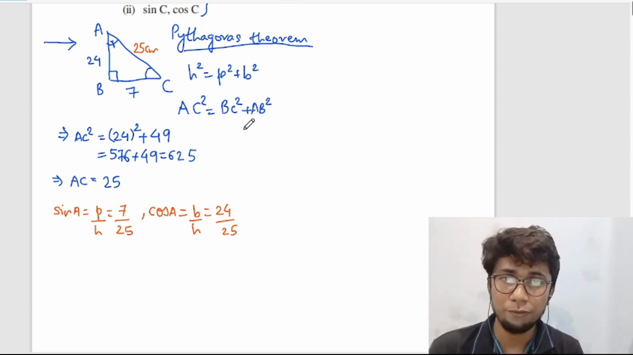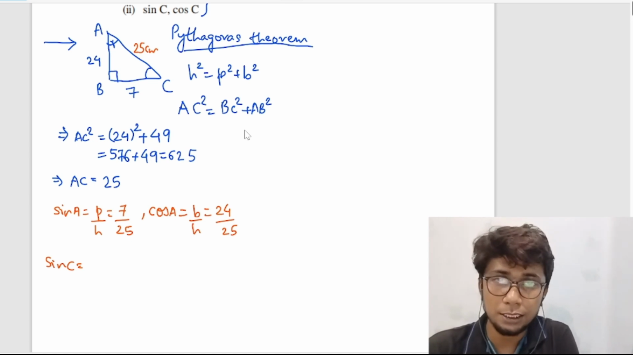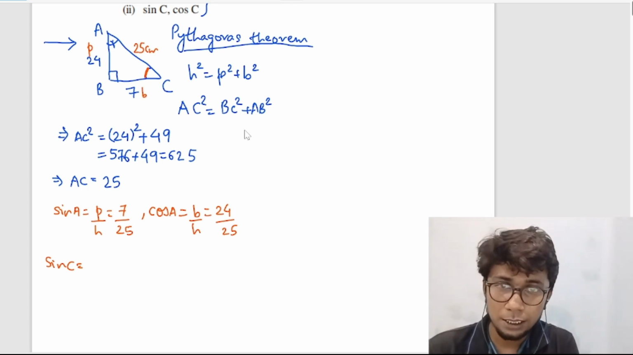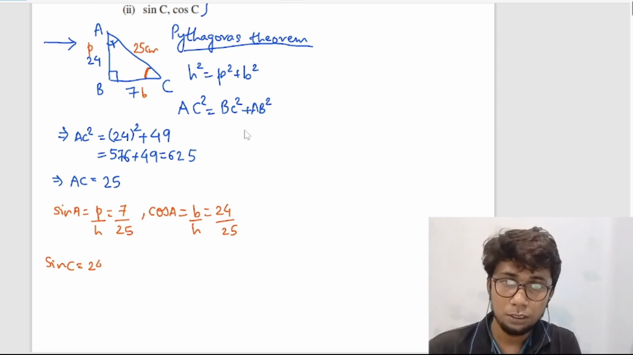Now see, now we have to find sine C, right? So if we consider angle C, if we consider this angle, what will be the perpendicular? See, the side opposite to this angle, that will become our perpendicular. So this will become our perpendicular for angle C, and this will be our base. So what is sine C? It is again perpendicular upon hypotenuse. And what is perpendicular here? 24. So this is 24 and hypotenuse is 25 already. Fine. And what about cos C?